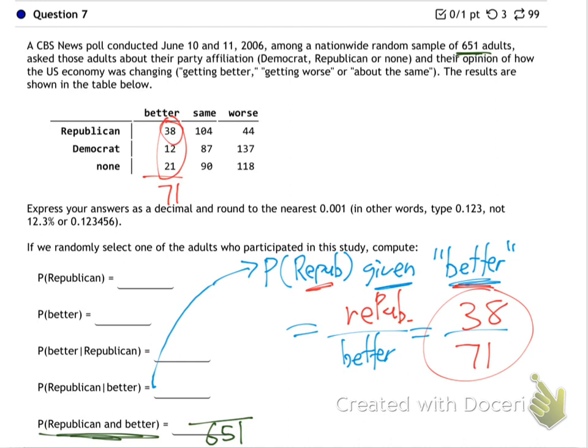And so what goes in the top? Yeah, good. You're snapping these out now. Piece of cake for you. That's right. It's just the 38, isn't it? Because those are the only people that are both Republican and think the economy's getting better. So there it is. That good? Making good sense?